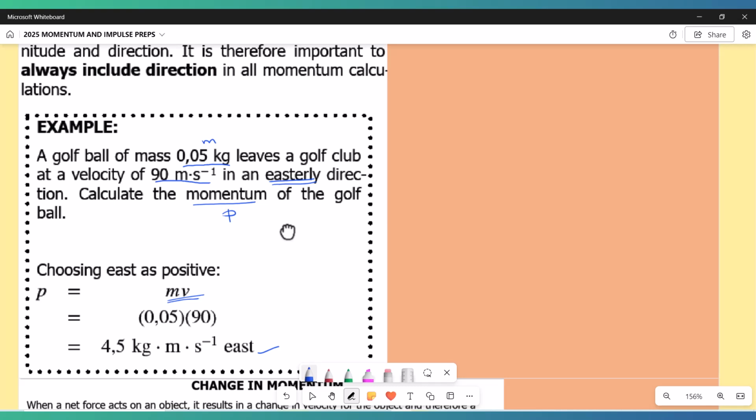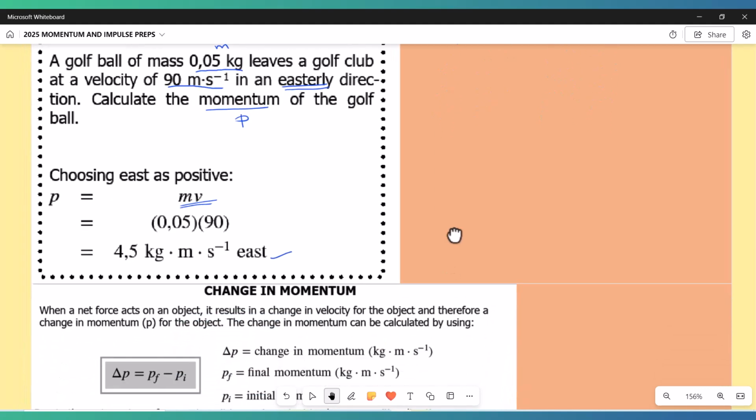So if the question says calculate momentum, you say momentum P equals mass times velocity, and then you substitute for the mass and the velocity. Don't forget, the mass must be in kilograms. What about velocity? Meters per second. I hope we are still together. This topic is so interesting, though sometimes challenging.